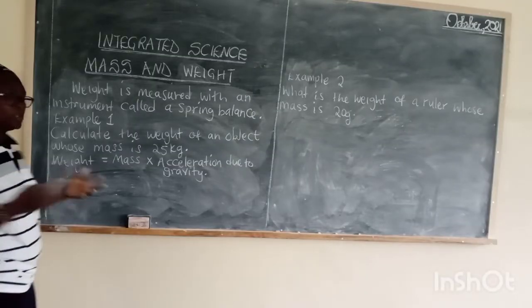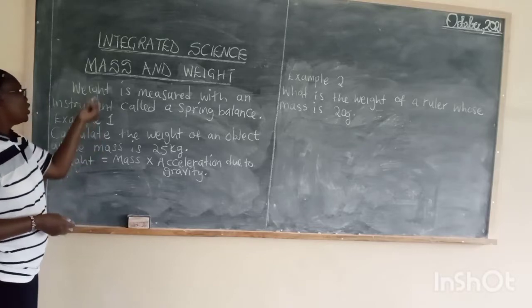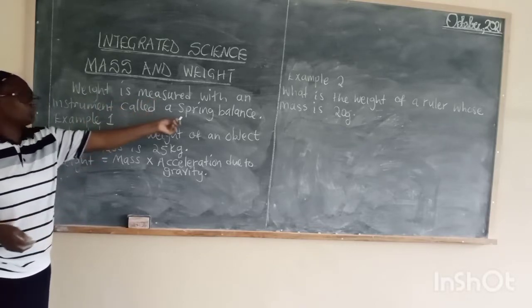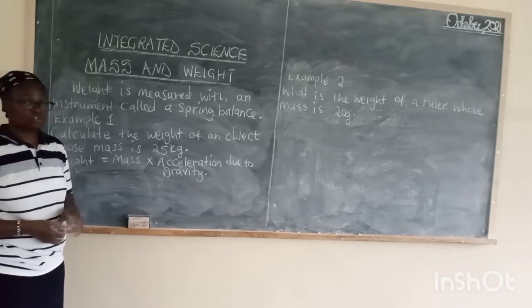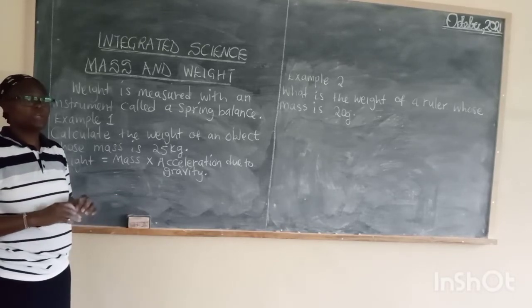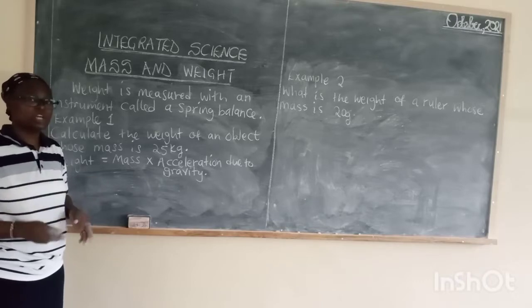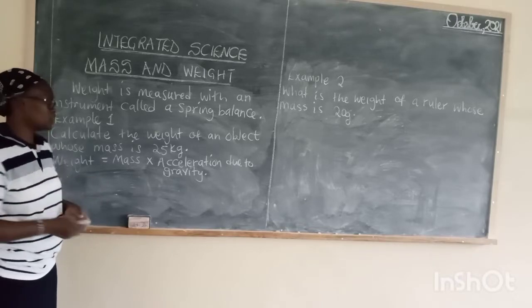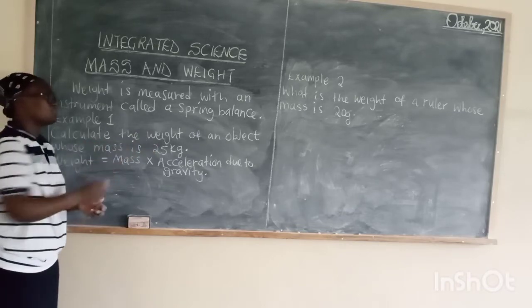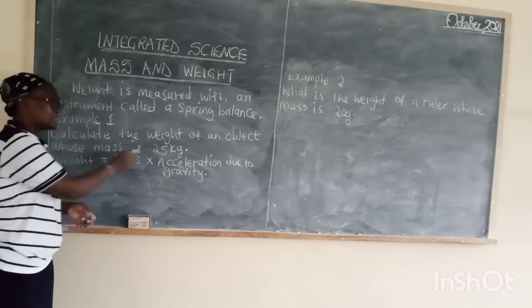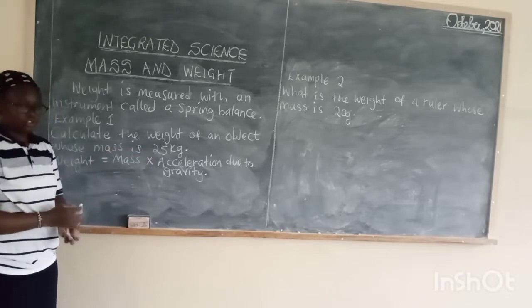Okay, so we continue with weight. Weight is measured with an instrument called a spring balance. You also see a picture of a spring balance. So in the laboratory, when we are measuring weight of an object, we use a spring balance. Very good. So now let's look at a question. Calculate the weight of an object whose mass is 25 kg.